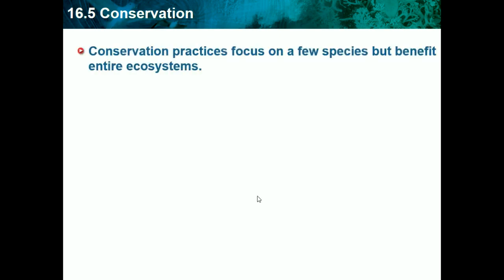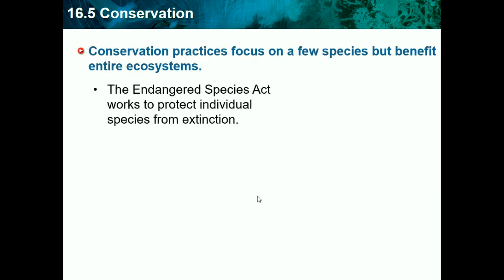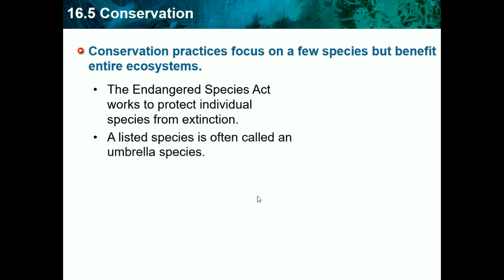Conservation practices focus on a few species but benefit entire ecosystems. So the Endangered Species Act works to protect individual species from extinction. And so protecting these species from extinction, if they're a keystone species, is going to help the entire ecosystem. But even if it's not a keystone species, it's still going to help the entire ecosystem. A listed species is often called an umbrella species.